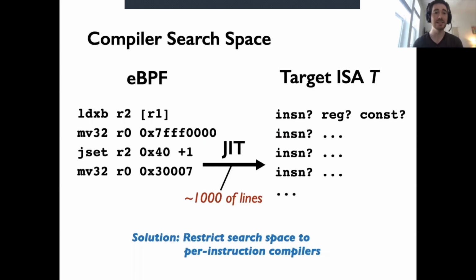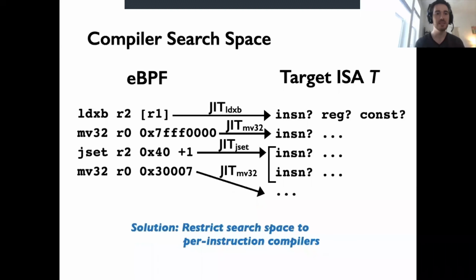Since synthesizing the entire JIT in one pass is infeasible, we instead synthesize a set of per-instruction mini-compilers. Each of these compilers handles a single type of instruction. For example, in this diagram, JIT MV32 is a mini-compiler which compiles the eBPF instruction move32 to an equivalent program in T. This allows us to break up our large search problem into many smaller searches.